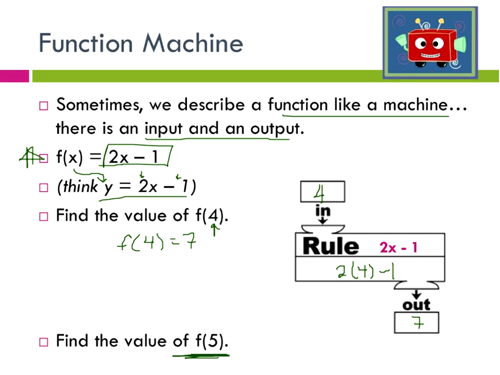Okay, I see 9 and 11. So the idea here is we're taking f of 5 equals 2 times 5 minus 1. You probably had add 1 in your head, which means that f of 5 equals 10 minus 1, or 9.